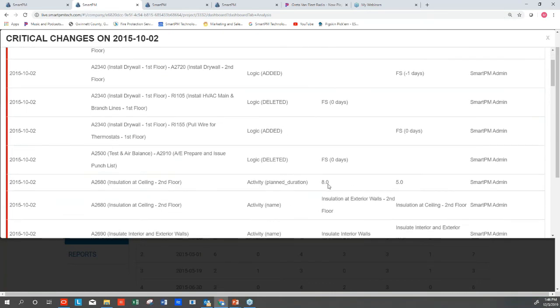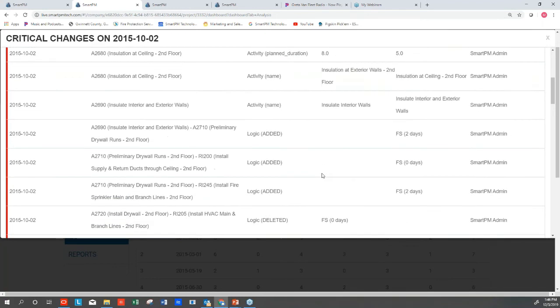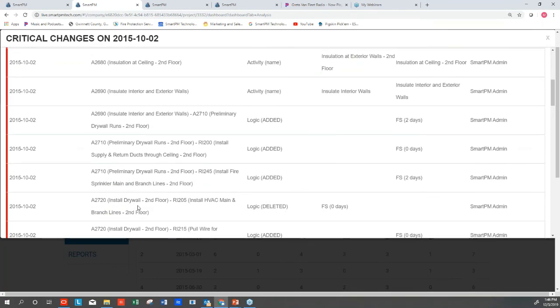I'm always looking for changes in duration. You know, that's the first culprit. We'll see that we've got some shortening of duration on a critical activity from 8 to 5 days in the ceilings. Do we think that that's going to happen, or is that something that would generally result in just an erroneous change? The other thing that we want to look at is deleted logic. We want to see where they were deleting logic.